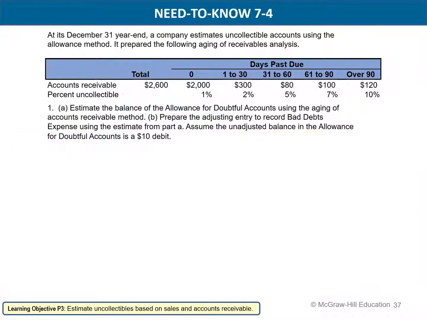Okay. All right, so let's go through an example. At December 31st, year end, company estimates its uncollectible accounts using the allowance method. It prepared the following aging of receivables analysis. In part one, they want to estimate the allowance for doubtful accounts using the aging of receivables method. And then part two, prepare the adjusting entry to record the bad debt expense using the estimate from part A. Assume the unadjusted balance in the allowance for doubtful accounts is a $10 debit. So we care about debit. That is not a normal balance in an allowance account because it is a contra asset. Okay?